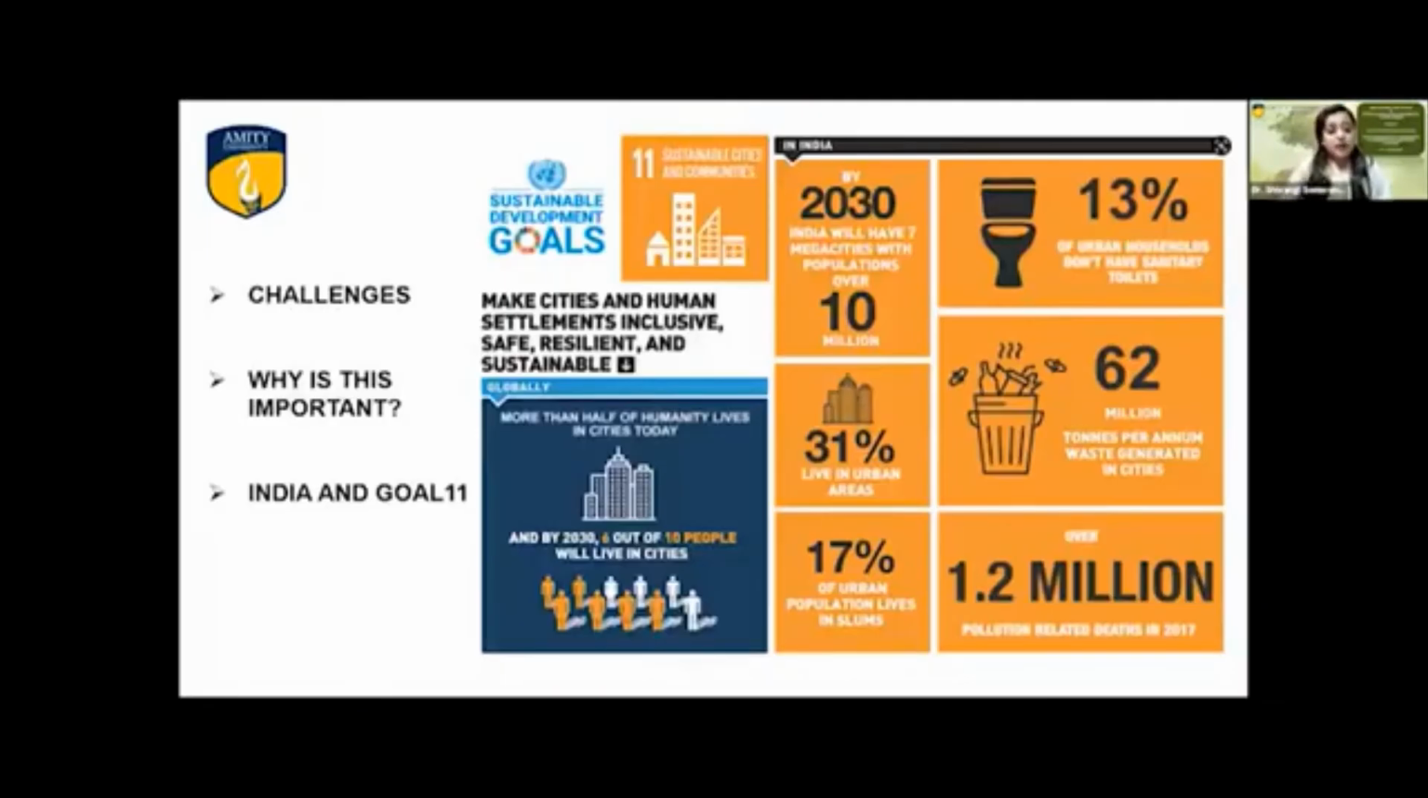Then, Sustainable Development Goal 11. So that is sustainable cities and communities. Now, let us discuss a little bit about SDG 11. So what are the major challenges which the cities are facing nowadays? So if I talk about more than half of the humanity, I'm talking worldwide, around billions of people, they live in cities, like around 4.2 billion people, they are living in cities. And by the end of 2030, it is estimated that 6 out of 10 people will be city dwellers.